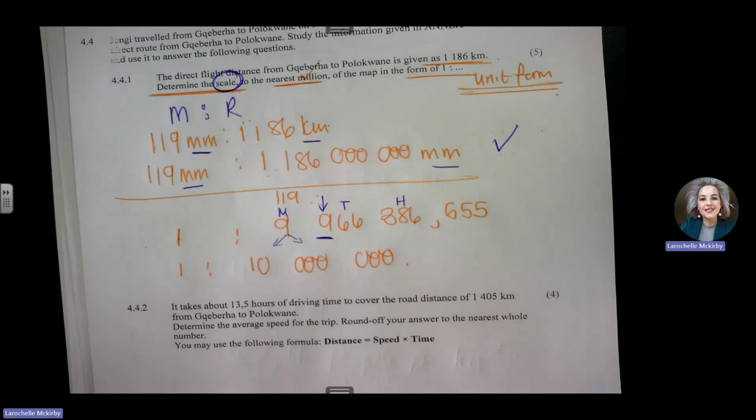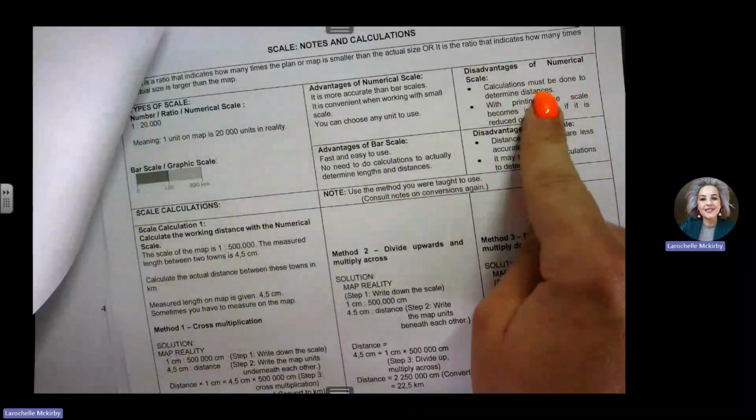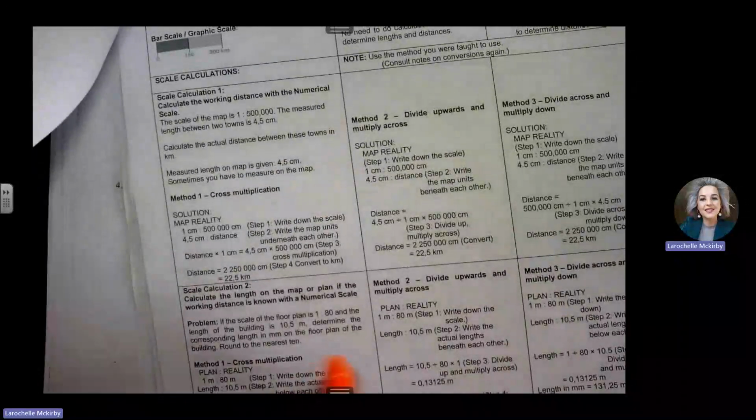So we have done quite a nice lot on scales. And when we are referring to some scales from Mr. Snyder's work, there's a nice bar scale or a graphic scale, and he is showing you the advantages and the disadvantages of that. Let's discuss that now as well. He's showing you some nice numerical scales and some calculations. So there's a few bar scales. Please go and have a look at that. There's a few application questions. So please have a look at that and go and work through that.